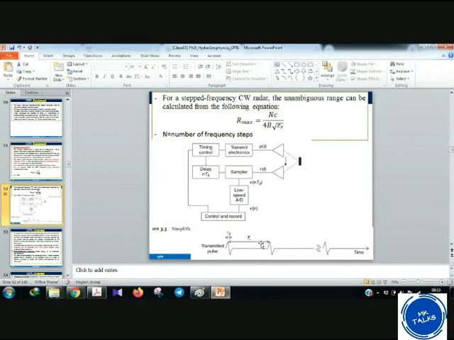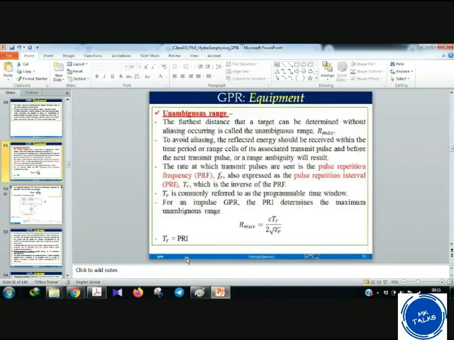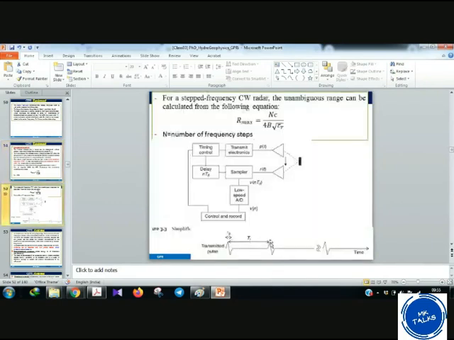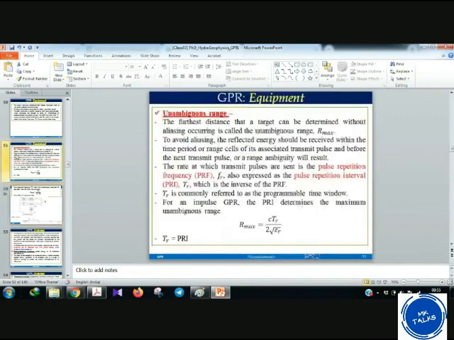Here we have an off time and an on time, and in the on time you are giving a pulse. This pulse has a duration of tau p. First there is an off time, that is TR. TR means your pulse repetition interval. The interval between these two pulses is called the PRI, pulse repetition interval. The pulse repetition frequency, PRF, is the frequency you are giving, so frequency is 1 by PRI. TR is commonly referred to as the programmable time window of the pulse repetition interval. See this.